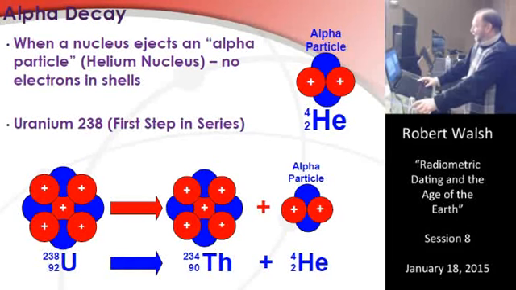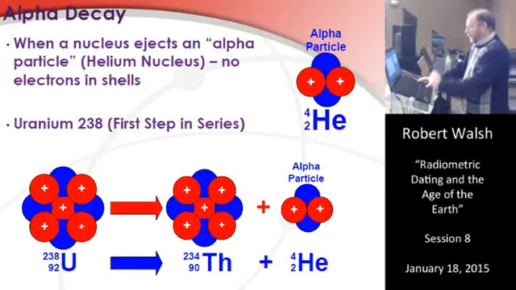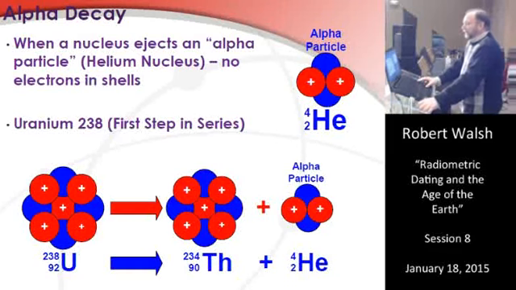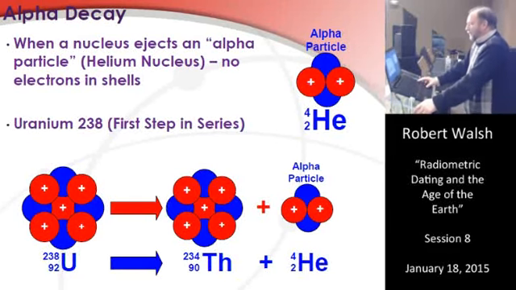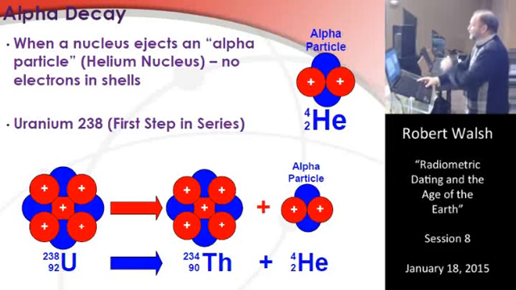Uranium-238 ejects a helium nucleus, a helium atom, an alpha particle, if you will, and it becomes thorium, which is what the little graphic there at the bottom shows. So when uranium-238 ejects a helium atom, it becomes thorium. Why? Because it's losing 2 of its identifying particles, 2 protons.